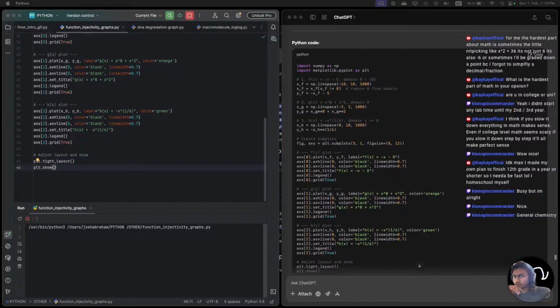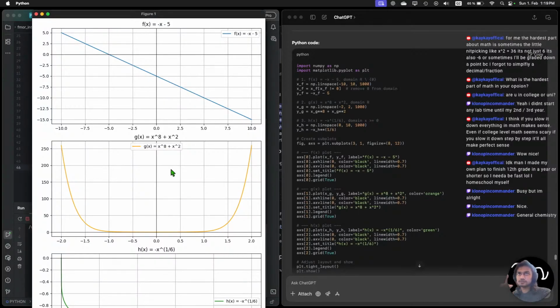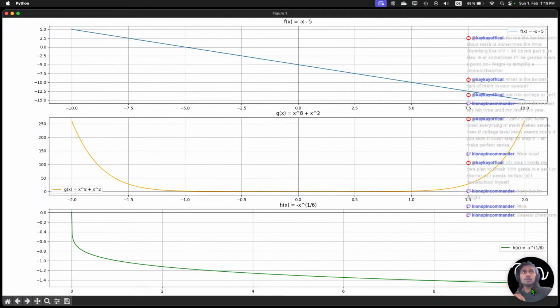Now, Python gave me this. The problem is I don't know if it's correct or not. I would only know if I do this. Zero. What? What? g of x equals x raised to 8 plus x squared, and f of x equals x.